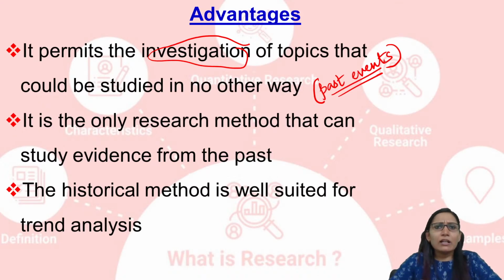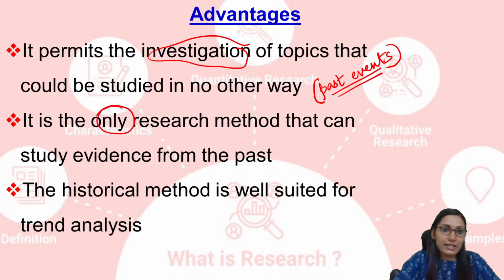So, basically, the advantage of historical research is that you can depend upon historical sources, or upon the past resources that somebody else has found out, where you do not have any scope of investigation or of getting the evidence, information or data. Okay, and it is the only research method that can study evidence from the past. So this is the only research method which can study the evidence from the past. That also makes it very important.